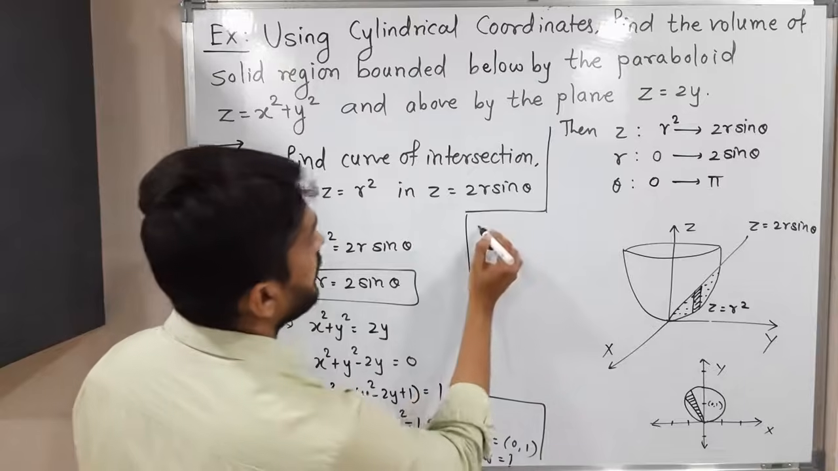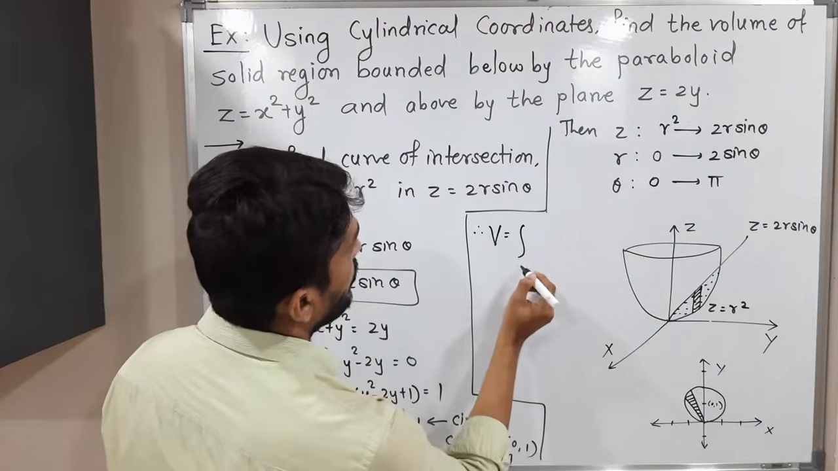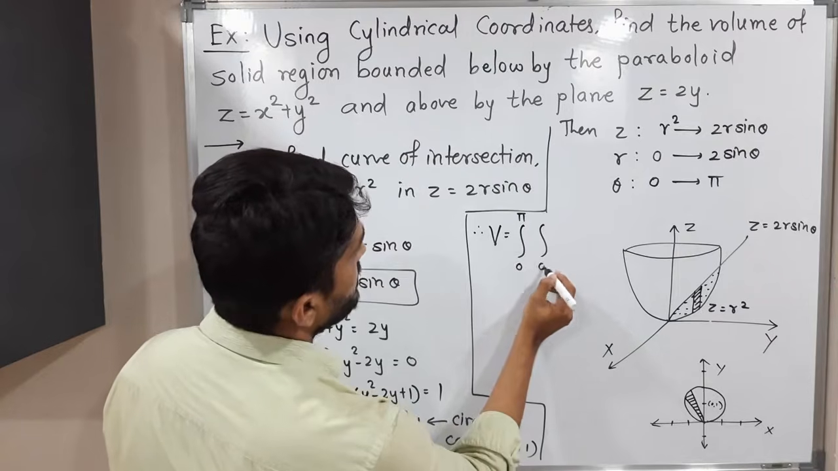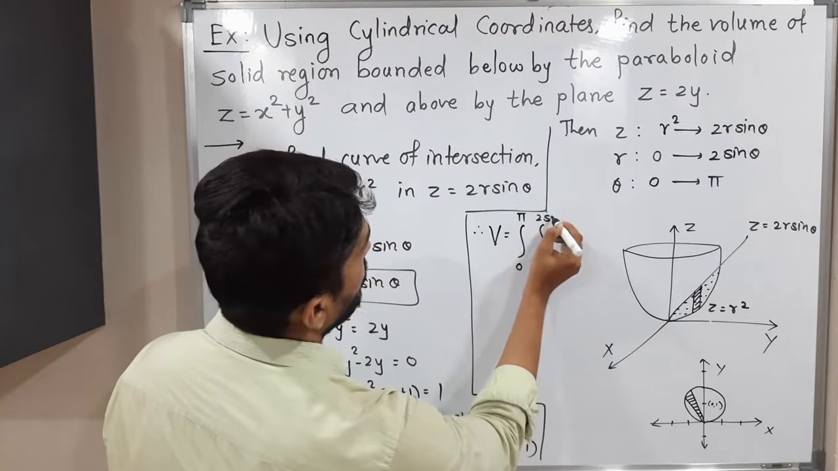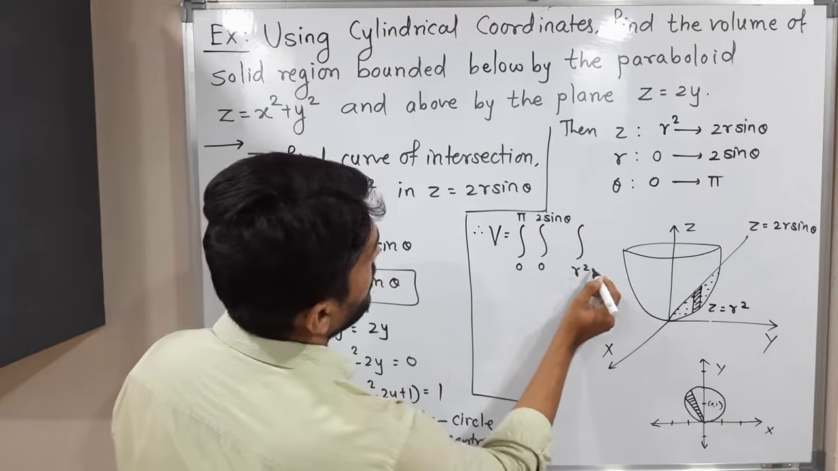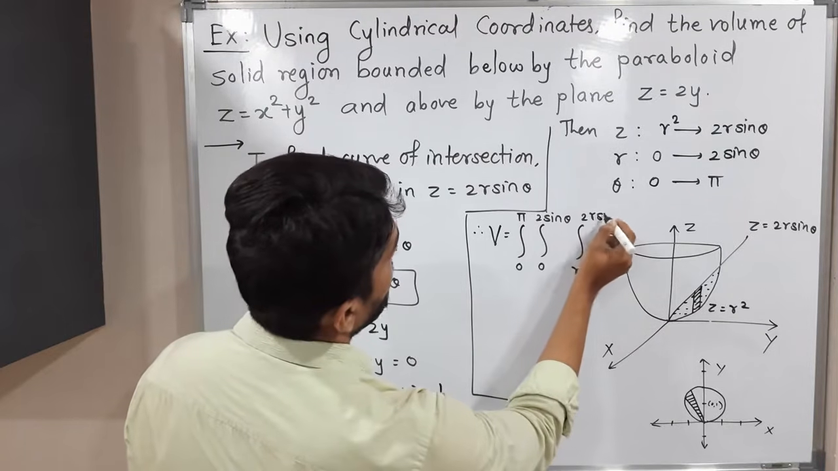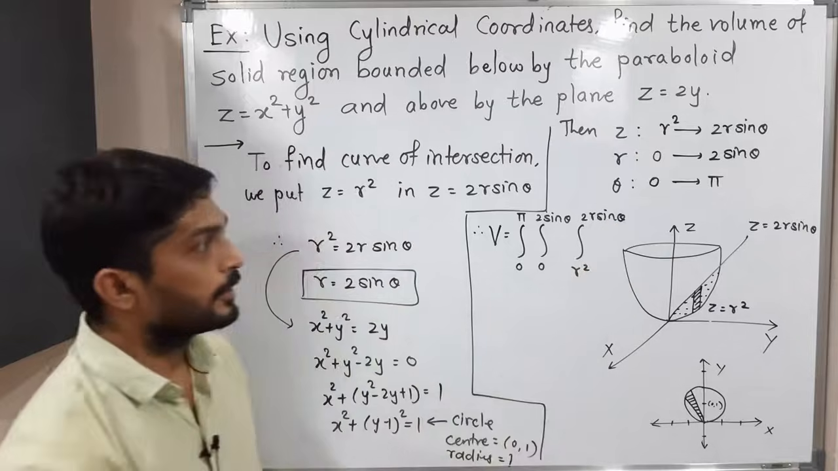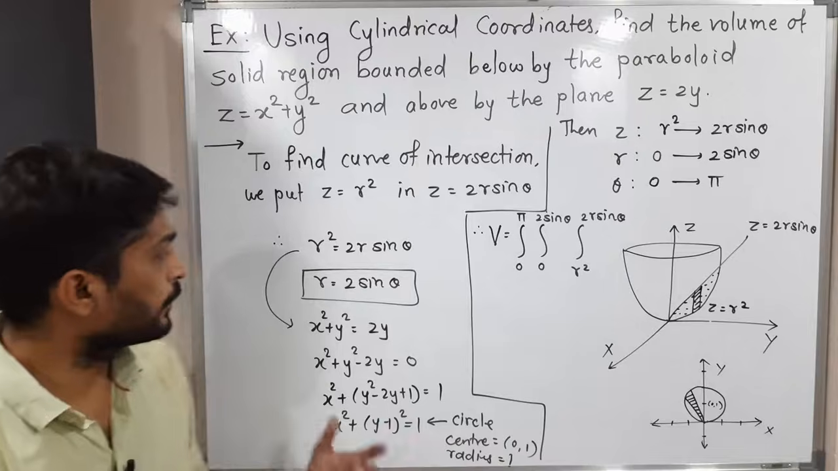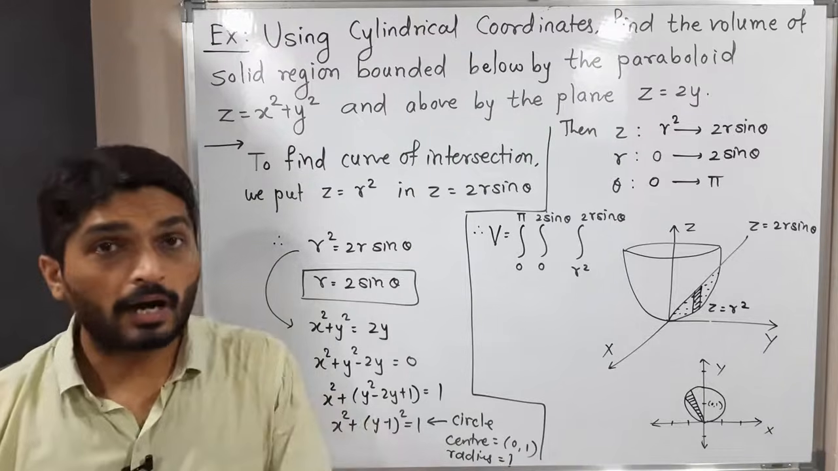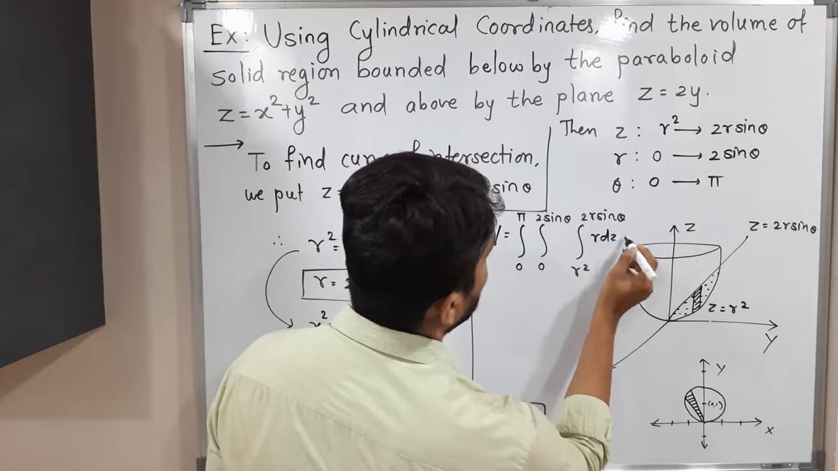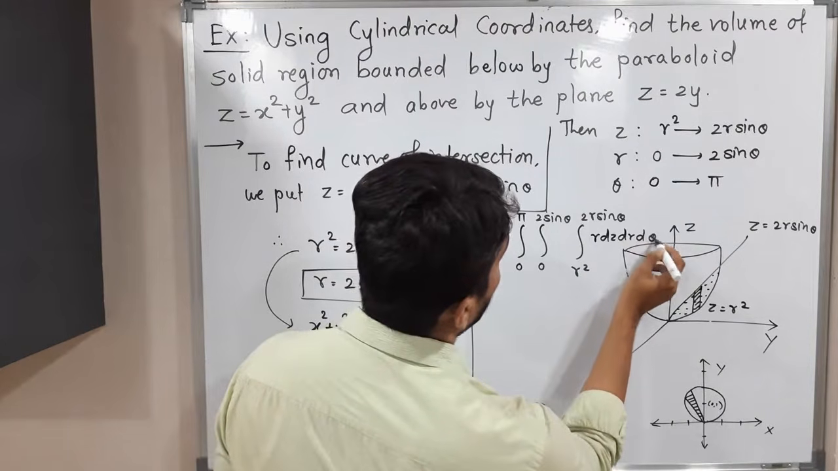So then therefore we can write volume is equal to outer integration with respect to theta, middle integration with respect to r, 0 to 2 sine theta, and inner integration with respect to z, so it will be r square to 2r sine theta. Is it correct? After that dx dy dz. So you know that dx dy dz means r dz dr d theta. So let me write here r dz dr d theta.